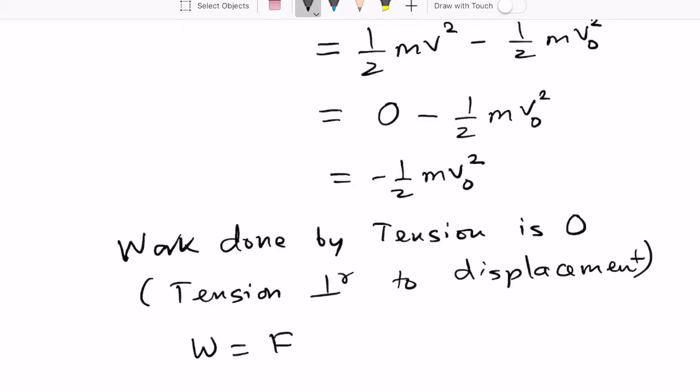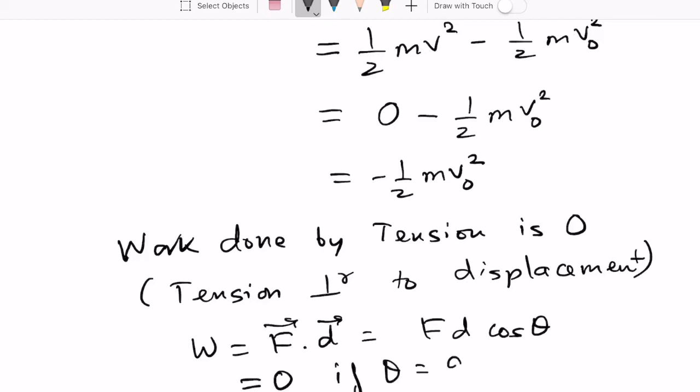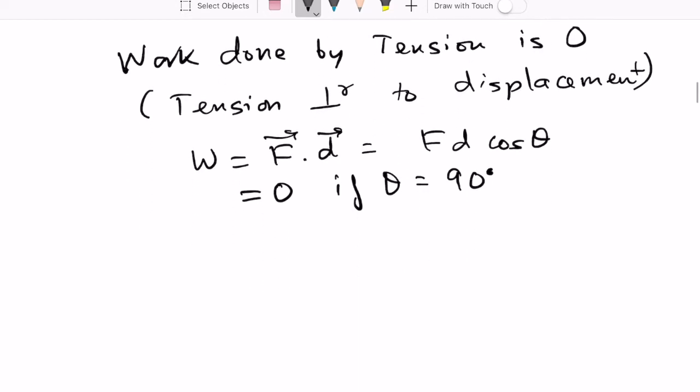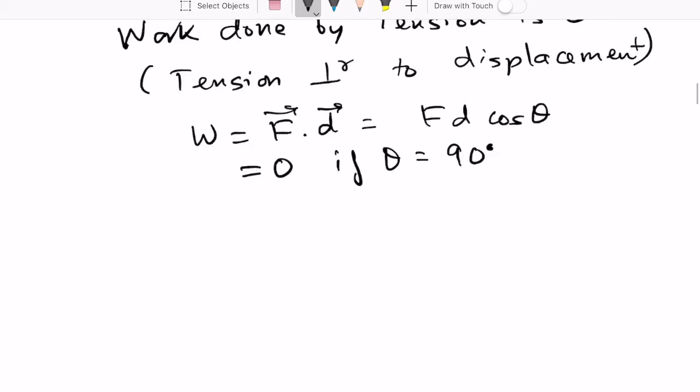Work is F dot d, which you can also write as F d cosine theta. If the force and the displacement make an angle of 90 degrees, then cosine of 90 degrees is 0. So as a result of that, work is 0 if theta is 90 degrees. So that is why the tension does not do any work over here, right? So we just need to figure out what is the work done by gravity. And I'll just redraw that diagram.